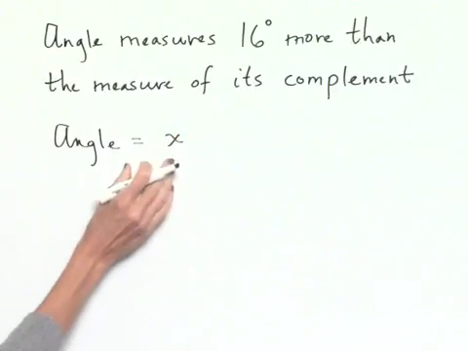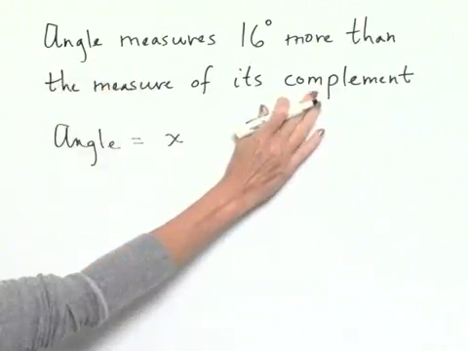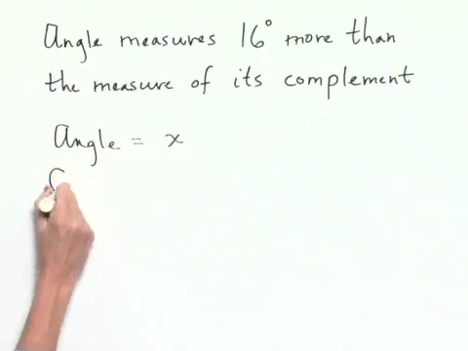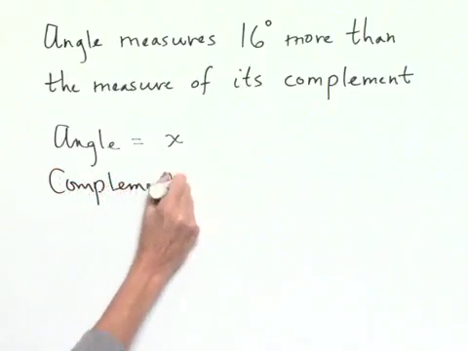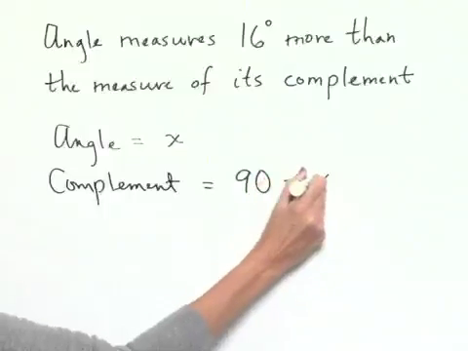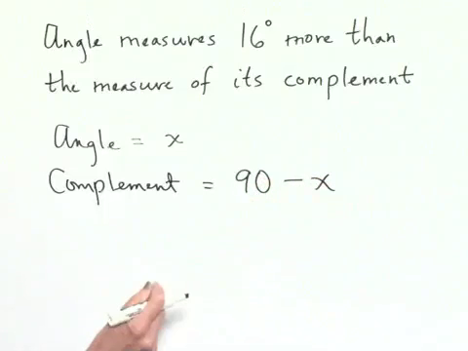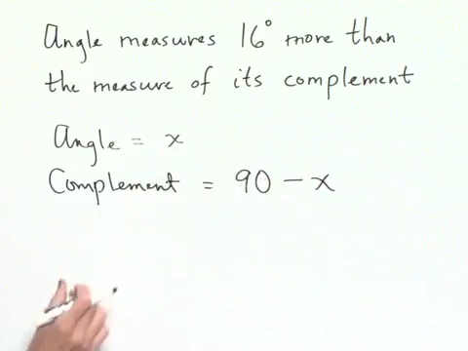We're also told some information about the relationship between that angle and its complement. Let's recall that the complement of the angle is going to have to be represented by 90 degrees minus x. And I've left the degree symbol off at this point. So recall that two angles add together to give us 90 degrees when they're complements of each other.